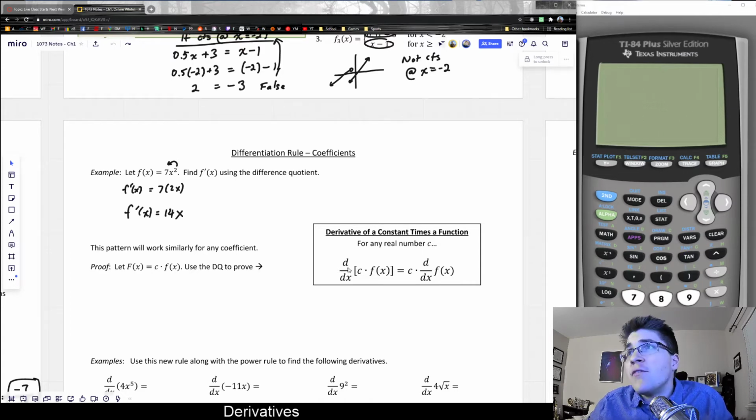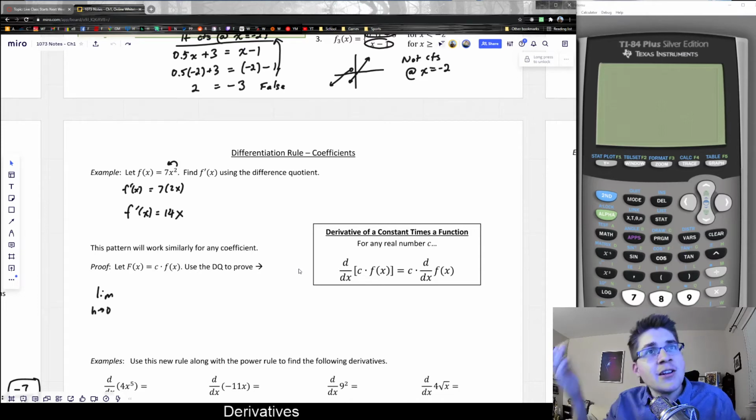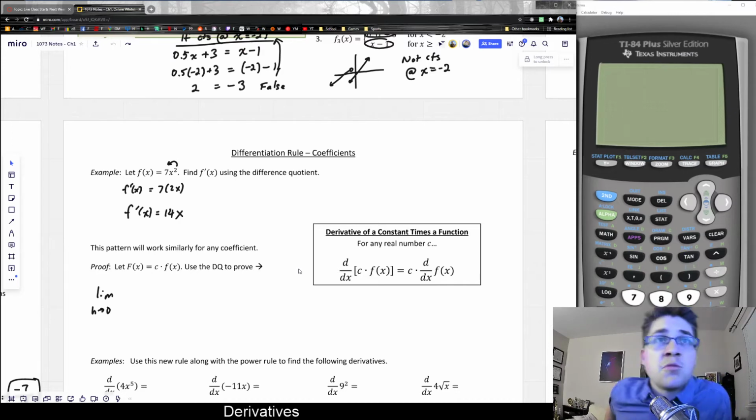Now, the proof of this rule is quite simple. We can actually do it generically using the difference quotient. Let's go ahead and do that. I'll remind you that proofs are not something you need to worry about, but it's helpful to see the algebraic logic of why it works in a general sense. But let's let F of x be equal to c times f of x.